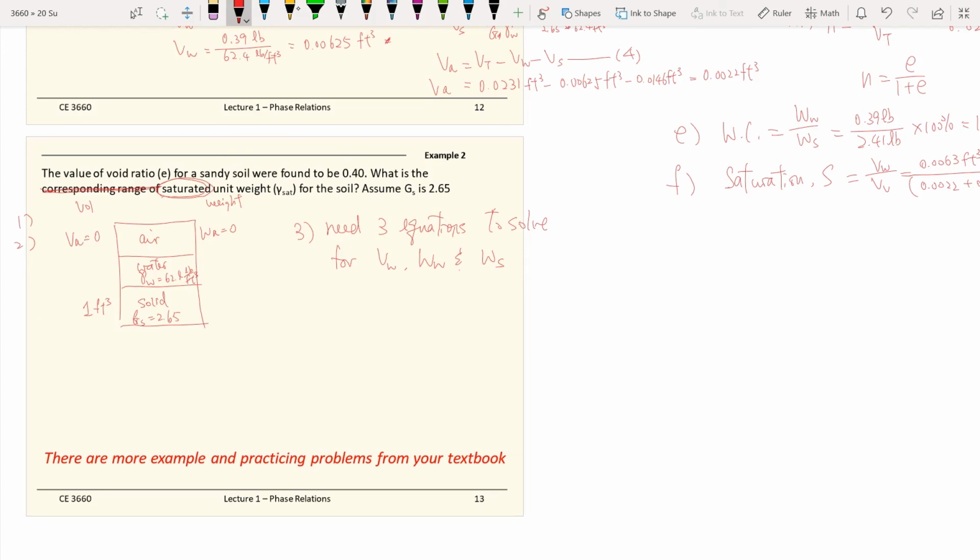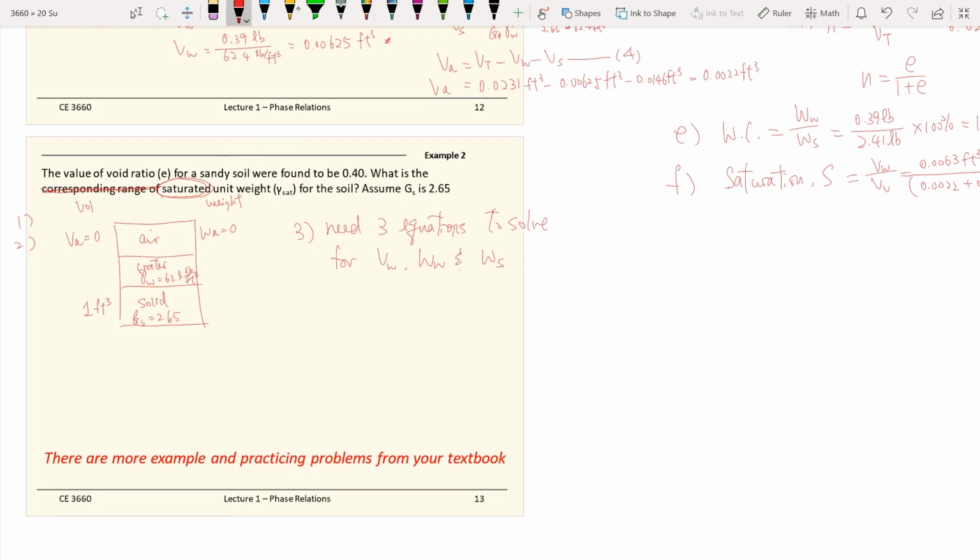It's not that every time you follow this cookbook procedure, there are equations you must follow, and then you can find the answer. No, it's not that way. It's based on what we have now.